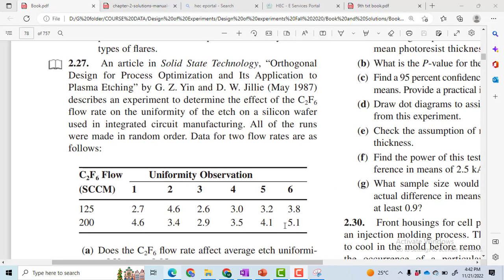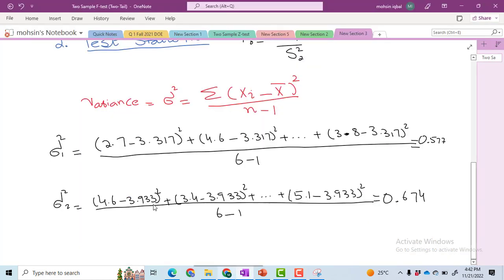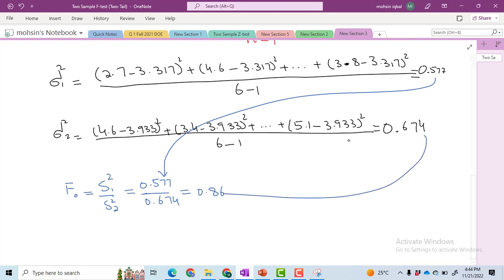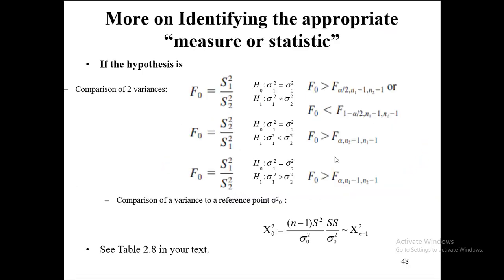Similarly, the six values of sample 2 have been solved in the same way in order to calculate the variance of sample 2. Now F naught has been calculated and we got 0.86 as the F naught value. My S1 was 0.577, and 0.674 was my S2. Now we will talk about the rejection criteria.